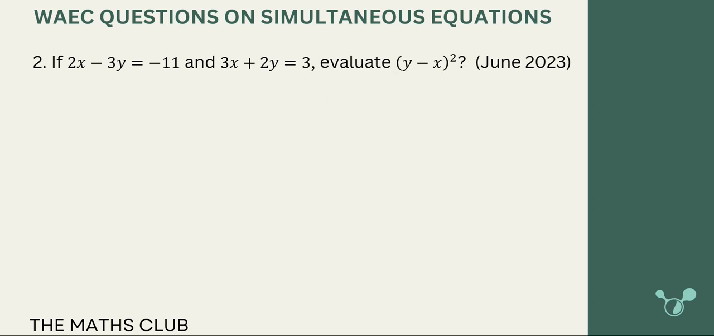Great. Next question says that if 2x minus 3y is equal to minus 11 and 3x plus 2y is equal to 3, we should evaluate y minus x all squared. I want you to pause the video and try it out yourself.